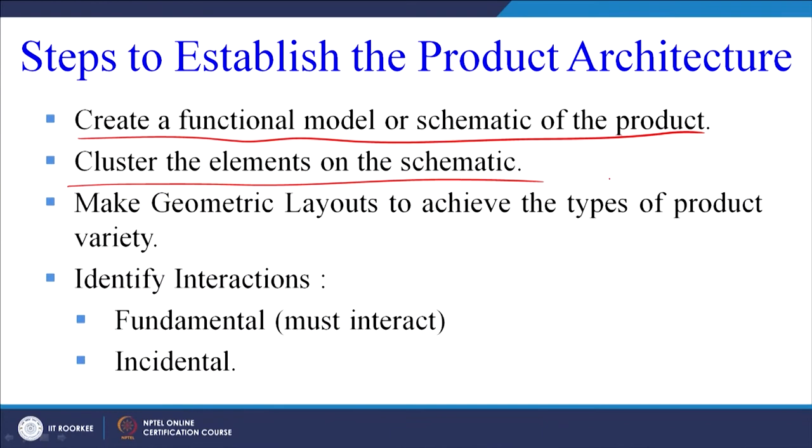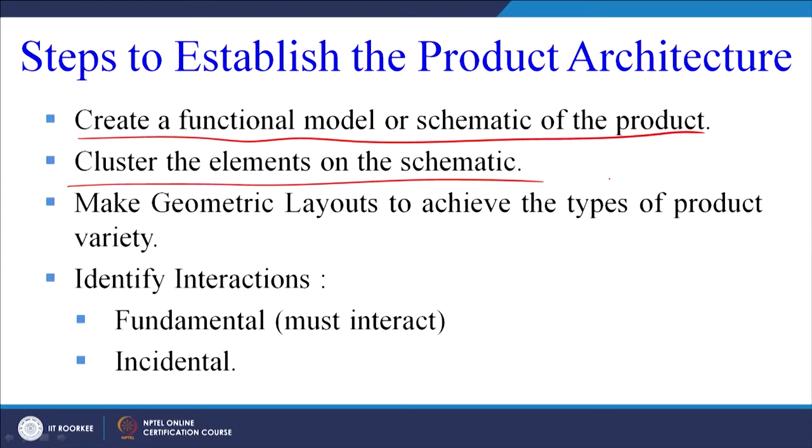Cluster the elements on the schematic. Now we can cluster, or we can make the chunks, that is, what are the various chunks in the product on which we are going to focus. Cluster the elements on the schematic. Make geometric layouts to achieve the types of product variety. Now we have already discussed, based on the product variety we can make the geometric layouts. Maybe many times it may so happen that we may not be able to provide a particular chunk for a specific model of a product, so these geometric layouts will help us to achieve the types of product variety.